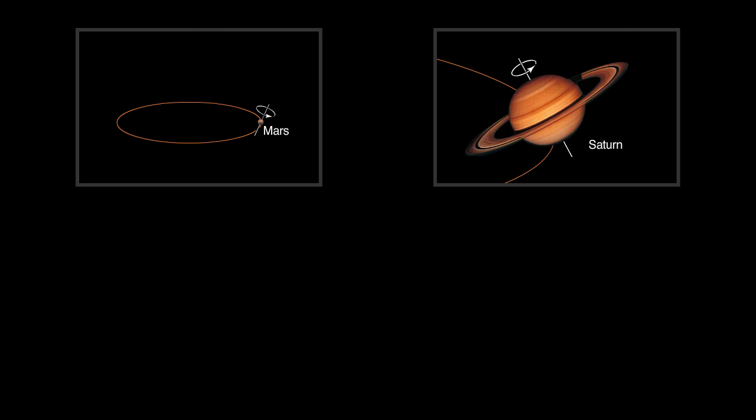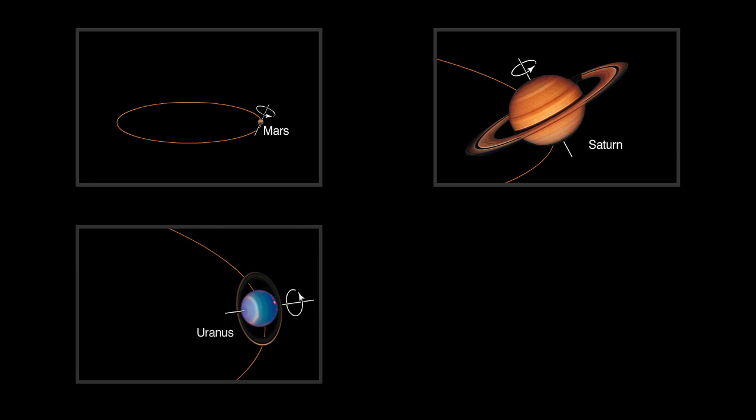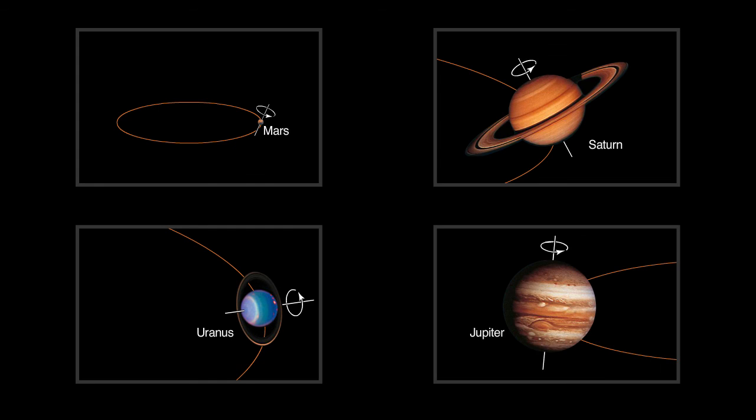For example, Mars and Saturn have axis tilts similar to Earth's and therefore also have seasonal changes as they orbit the Sun. Uranus is tilted much more than Earth, which gives it much more extreme seasons. In contrast, Jupiter has very little axis tilt and therefore has no significant seasonal changes.